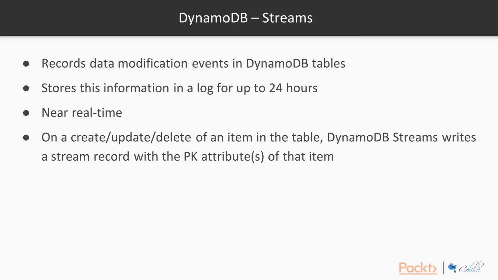One of the most powerful features about DynamoDB is the option to enable streams. So you can think of this a little bit like a trigger against a traditional relational database. And what DynamoDB Streams does is record data modification events to DynamoDB tables. This data is stored in a log for up to 24 hours in near real time, and for every create, update, delete of an item in the table, DynamoDB Streams writes a stream record with the primary key attributes of that item along with what's happened to it.